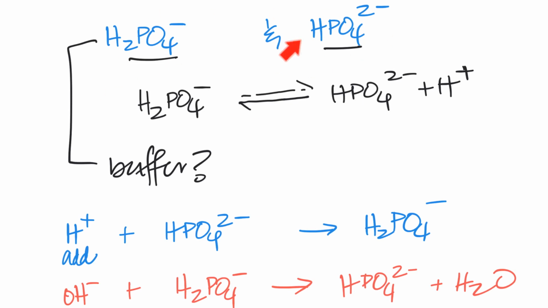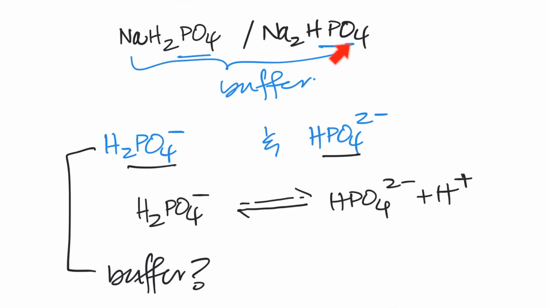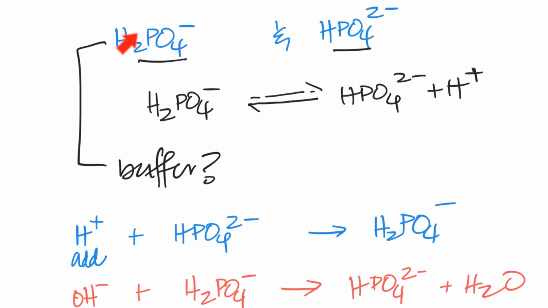So they'll give you a mixture of the buffer. Here I give you a mixture of sodium hydrogen phosphates, the 2 hydrogen phosphates, dihydrogen and hydrogen phosphates, to show you how it acts as a buffer. So I've identified the acid and the base. So the H plus reacts with the base with the fewer H's to become the acid. And the OH minus ions will react with the acid to become the base and water.